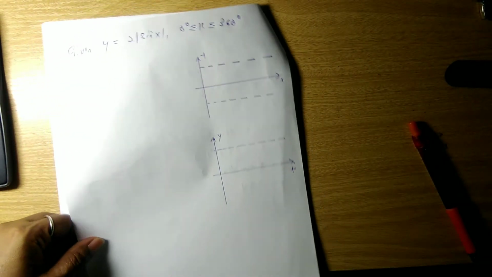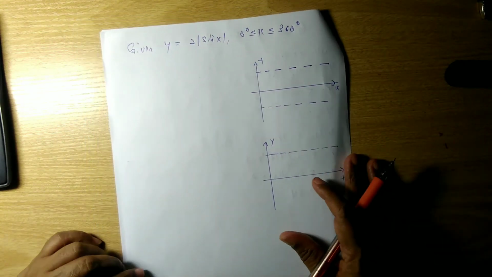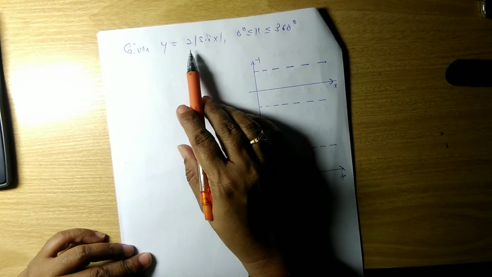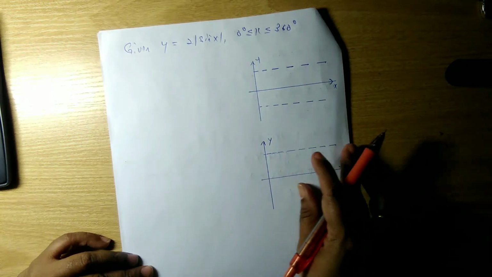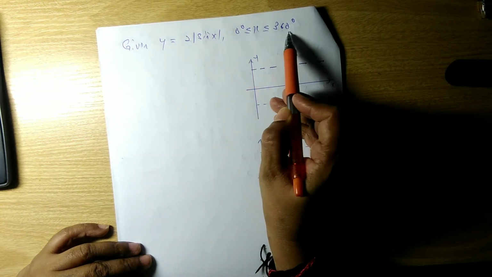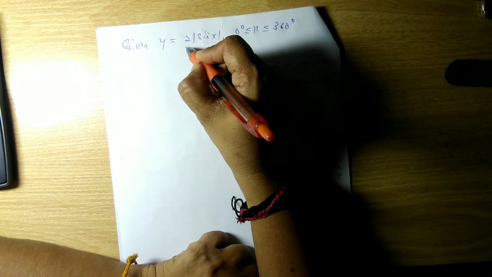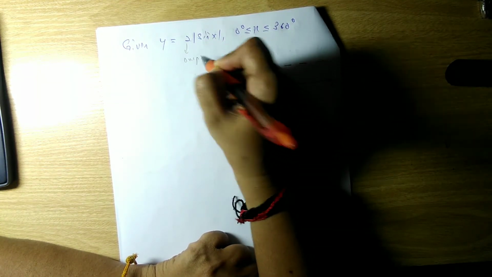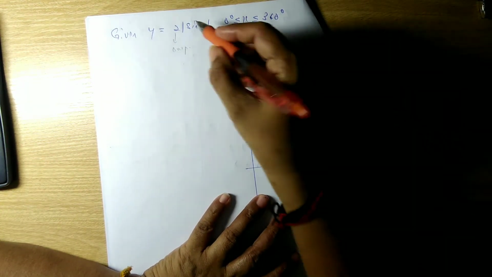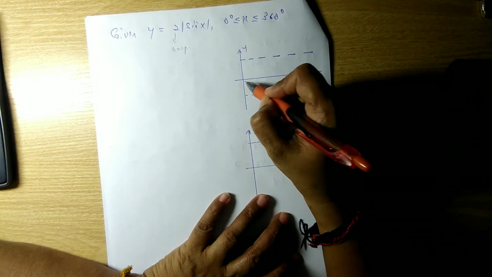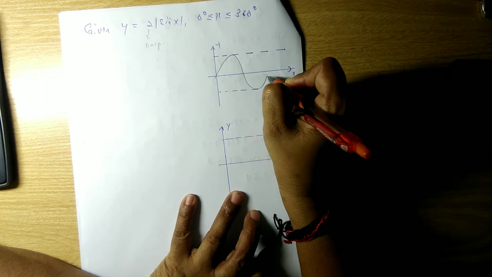Now let's say you're given something with a modulus. y equals 2 modulus sine x. This is your given domain, x is between 0 and 360. This 2 here stands for your amplitude. Usually a graph of sine looks like this. Amplitude 2 means that's a 2 and negative 2.